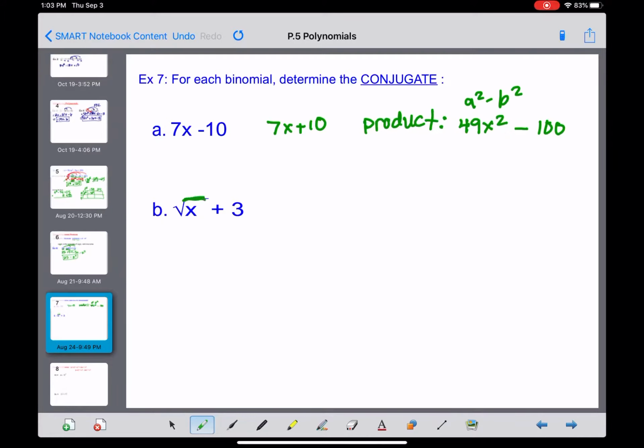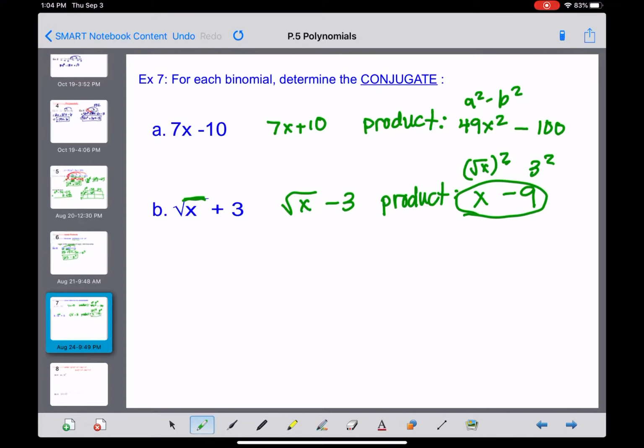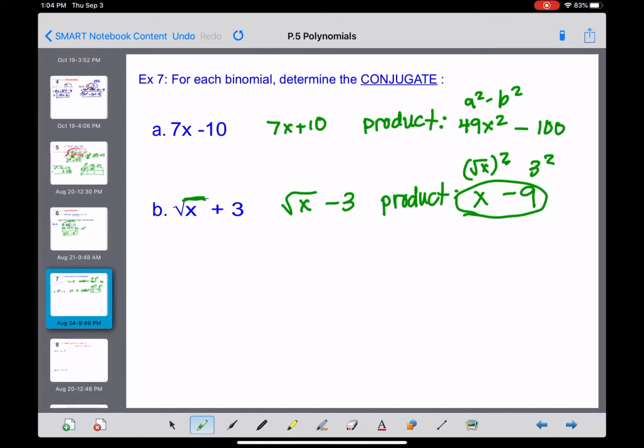And then we have the square root of x plus 3. So the conjugate would be the square root of x minus 3. Then our product would be: you take the square root of x squared, which just gets rid of that square root, and then you take 3 squared, so minus 9. So our product would be x minus 9. That's just practicing what we learned up there in example 6.